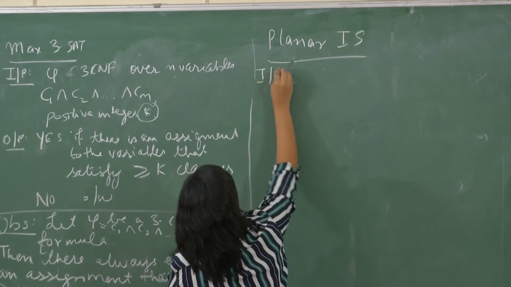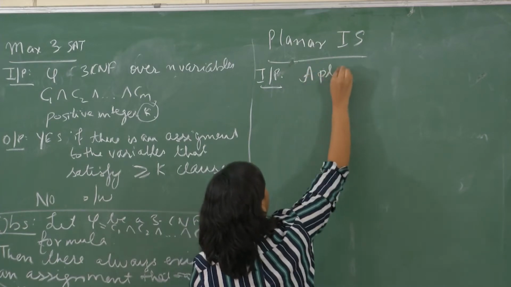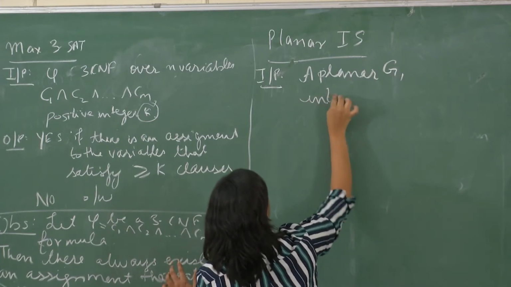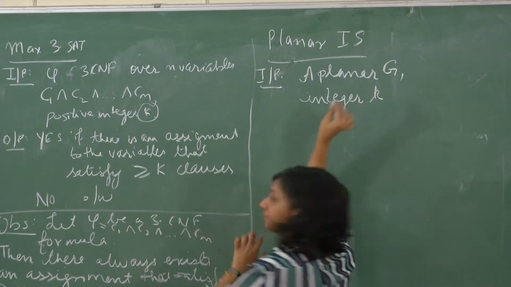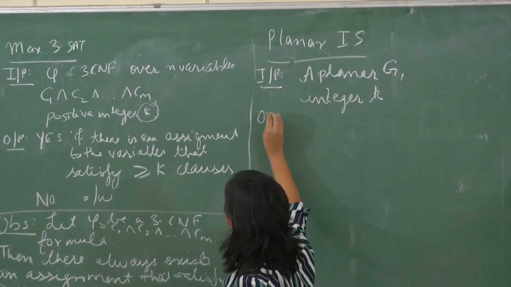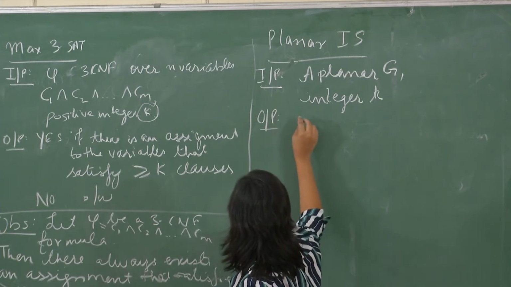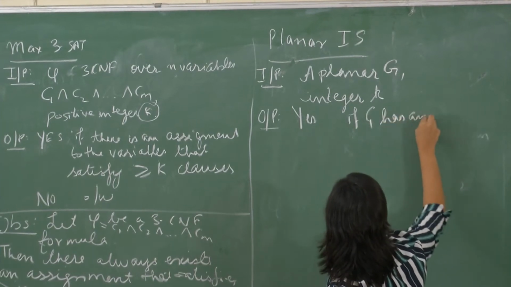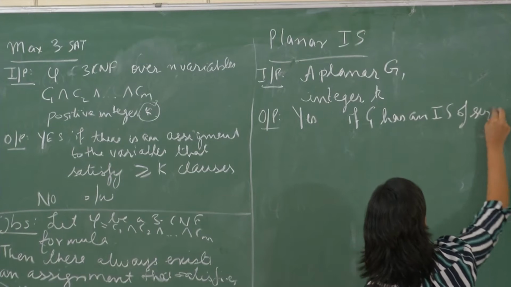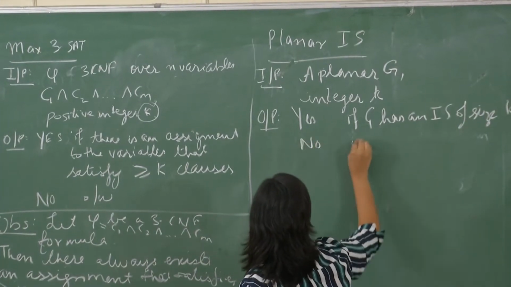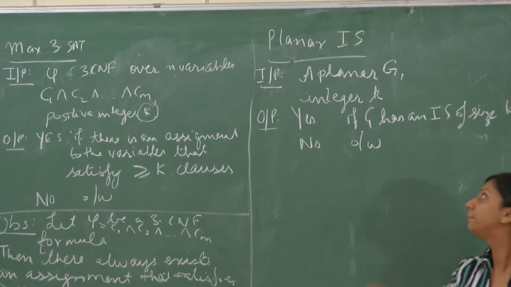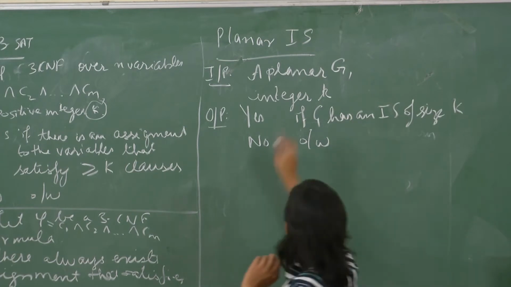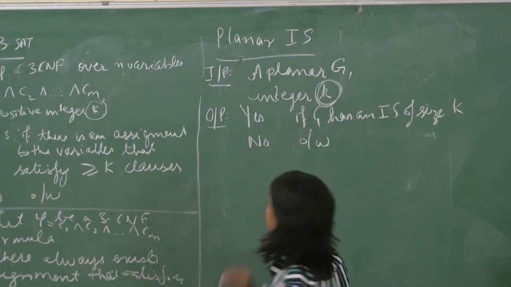So what's the input? The input is a planar graph, and again, a positive integer k, okay? And the output is: the algorithm outputs yes if G has an independent set of size k and no otherwise. So it's the standard independent set problem, but the input is now a planar graph, okay? So again, the parameter here is k, okay?